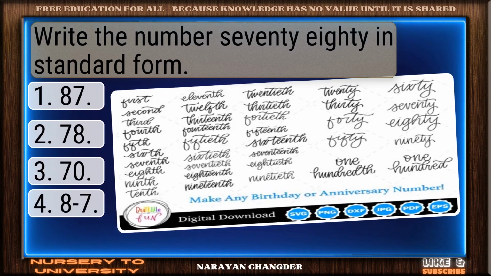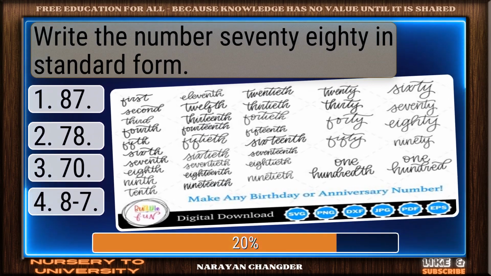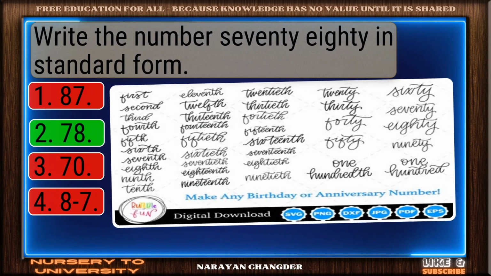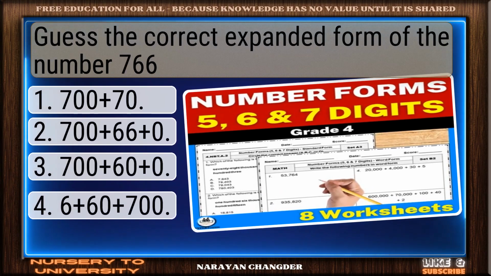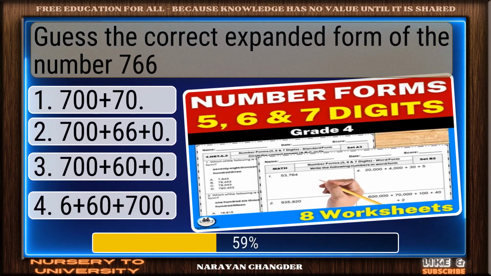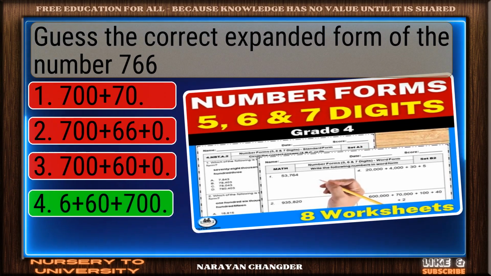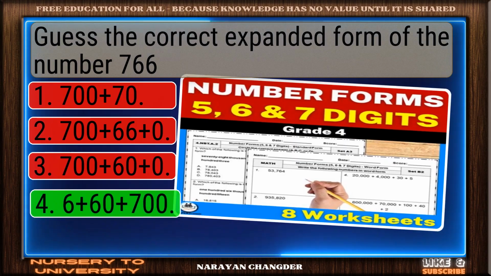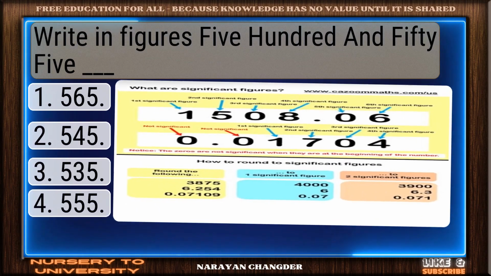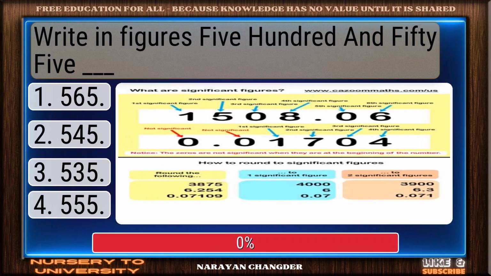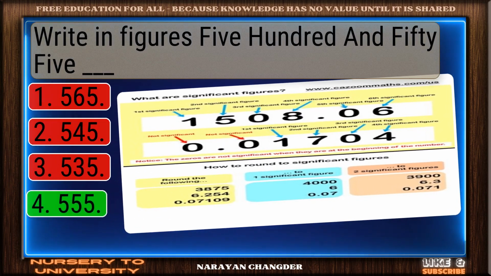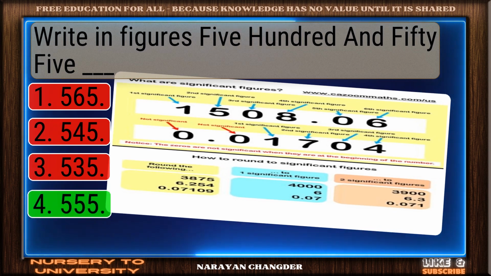Write the number seventy thousand, eighty in standard form. That is a valid answer. Guess the correct expanded form of the number 766. Excellent. 6 plus 60 plus 700 is a brilliant choice. Write in figures 555, dash. Correct. 555 is the right answer.